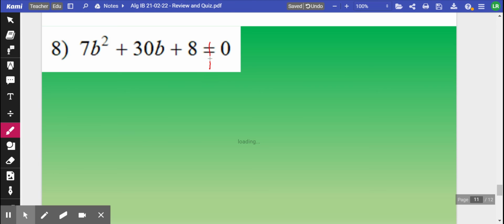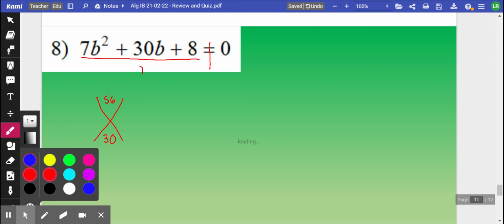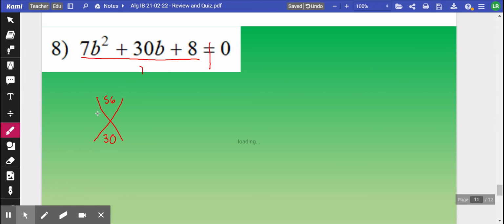Already says equals 0, so that's done. What can I divide out? 1, it's done. Multiplies to be 56, adds up to be 30. And the two magic numbers here are 2 and 28. 2 times 28 is 56. 2 plus 28 is 30. And I just got to do my shortcut.